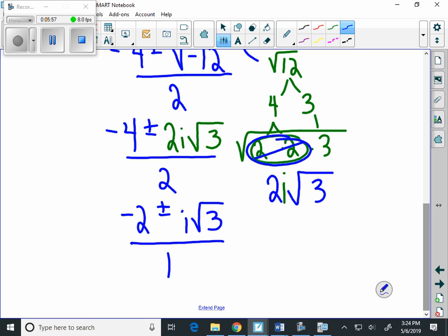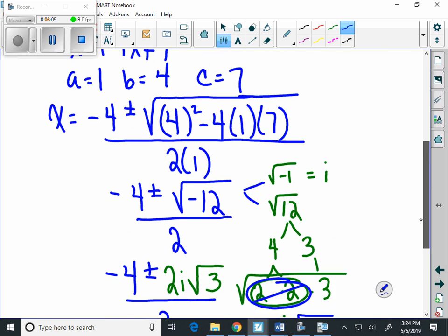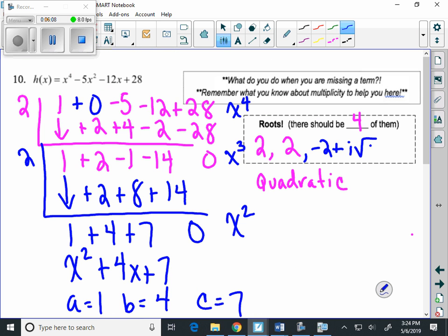So as we fill in our remaining two roots, we end up with negative 2 plus i radical 3 and negative 2 minus i radical 3. And if you choose to write it as negative 2 plus or minus i radical 3, we're fine with that.